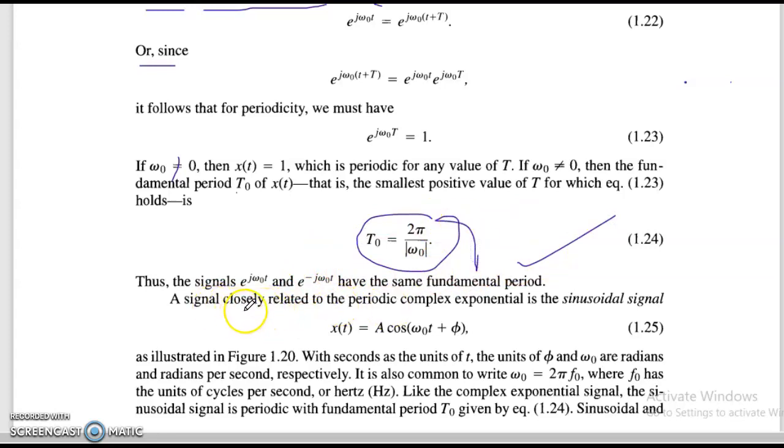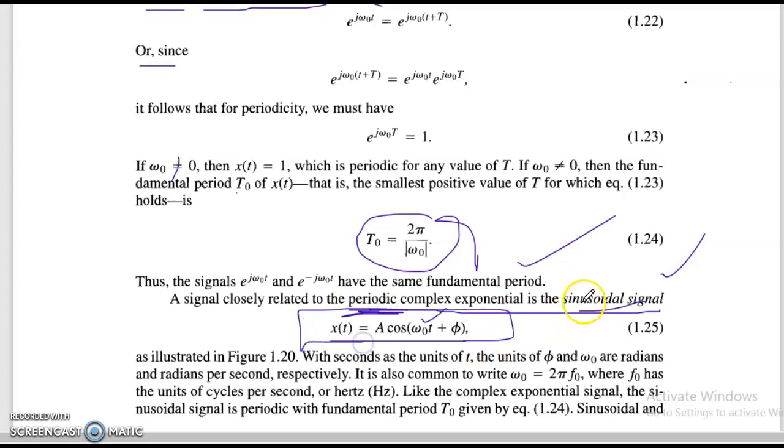A signal closely related to the periodic complex exponential is the sinusoidal signal. x of t equal to A cos of omega naught t plus phi.